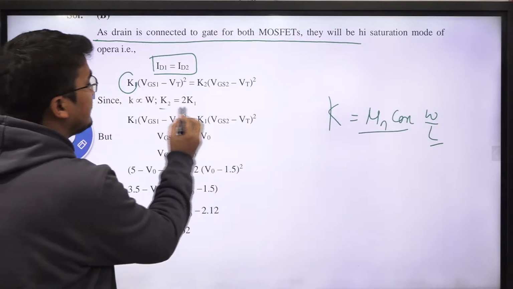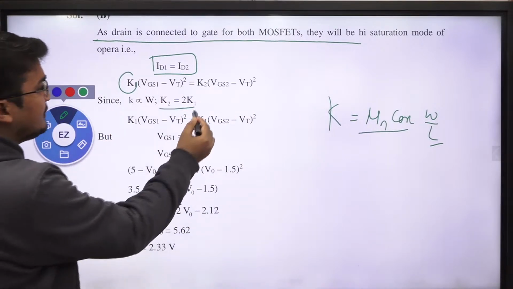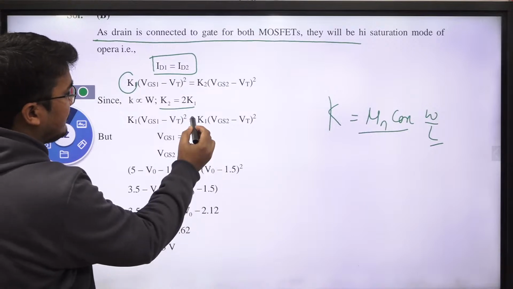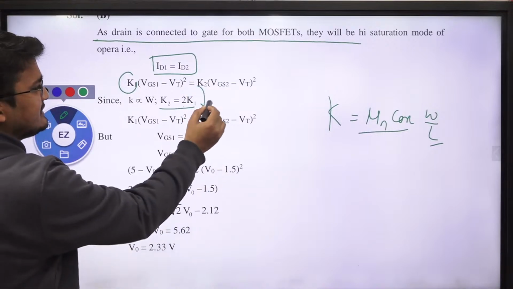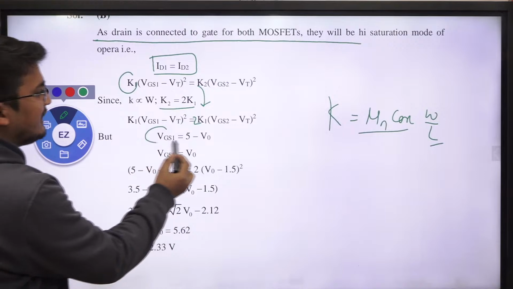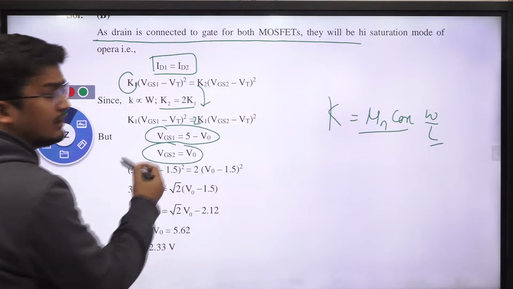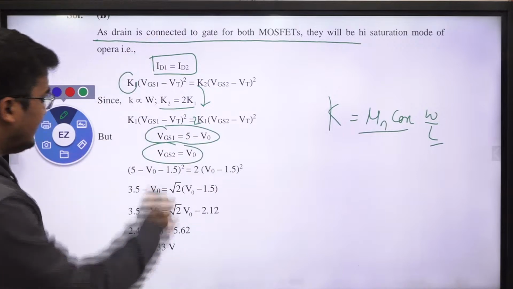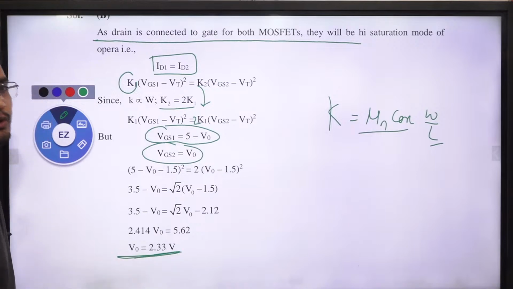So obviously K2 will be equal to twice of K1. So instead of this one, what I will put here? I will put here 2K1 instead of K2. Is it clear or not? And VGS1 is 5 minus V0 and VGS2 is V0, because you can see the previous question and then put down the value, you will get the V out is equal to 2.33 volt.